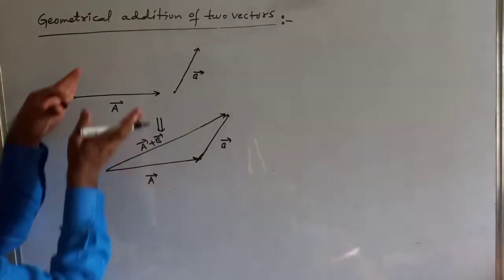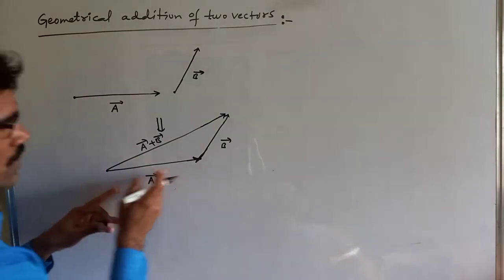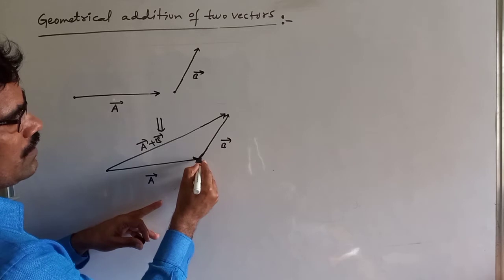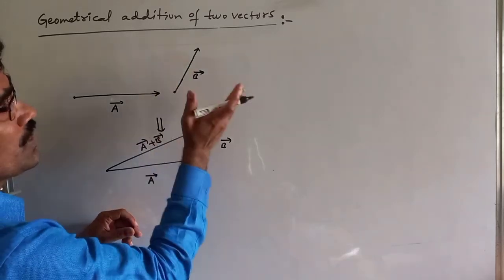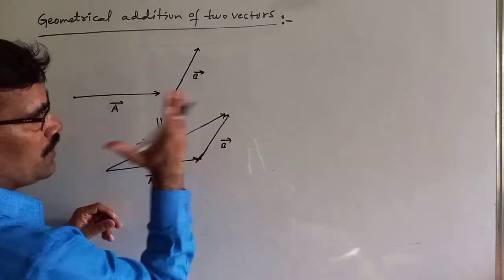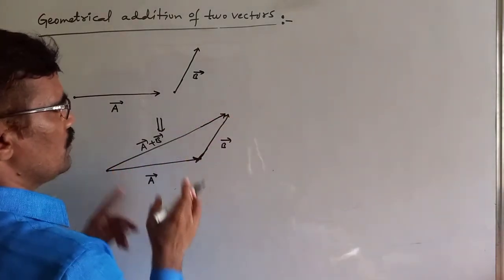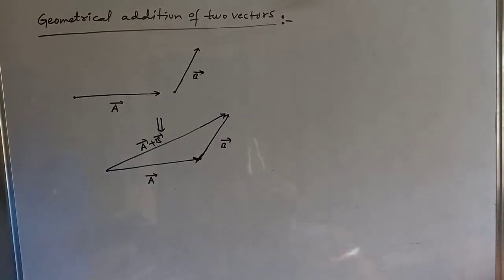Simple, beta. Draw A vector. B vector kept at terminal of A without changing its direction, like kept here. And initial of A and terminal of B joining, this is known as the geometrical addition of the vector. This is the method. Now we will discuss the resolution of vectors.